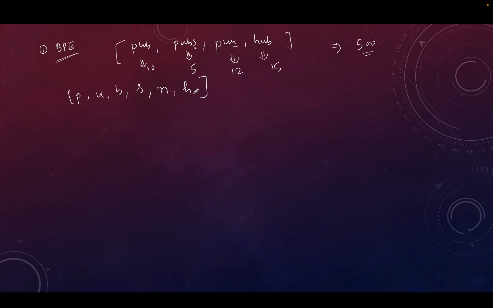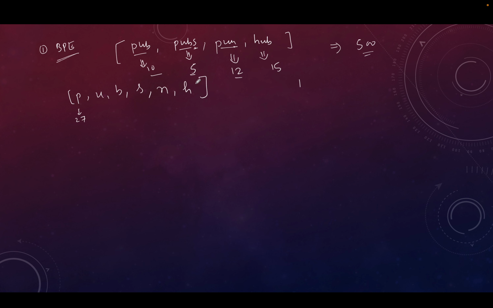So we started with these characters. Then we will see what are the next pairs of characters. You will see that P occurs in pub, pubs and pun. So 10, 5, 12 and 15, that's 27 times... P occurred 27 times. Similarly, you can calculate for all the other characters.